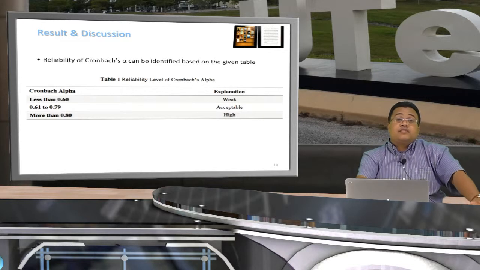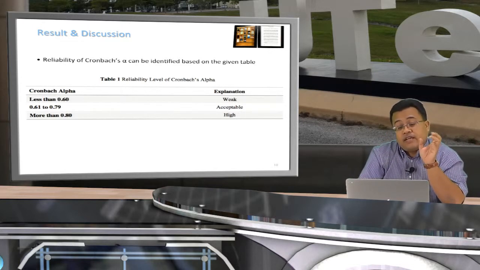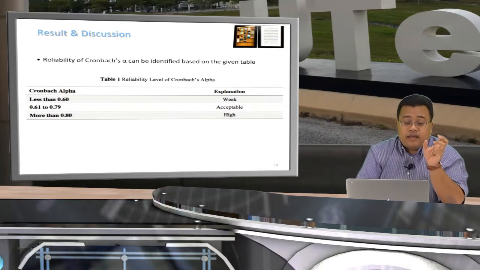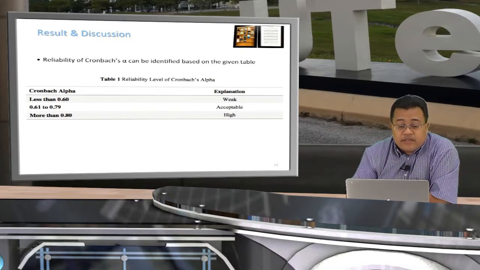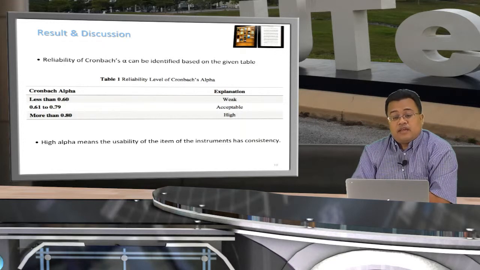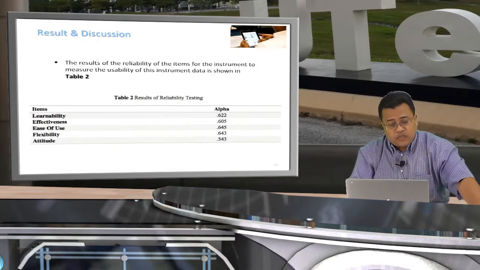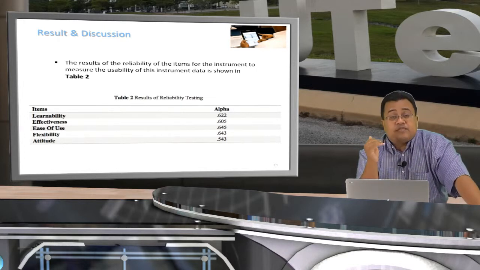below 0.6 we consider as weak. It means that no connection. It means that the result is not good. And between 0.61 to 0.79 is acceptable, and more than 0.8 is very high. So the high alpha means the usability of the item instrument is consistent. Alright, so these are the items that we measure.